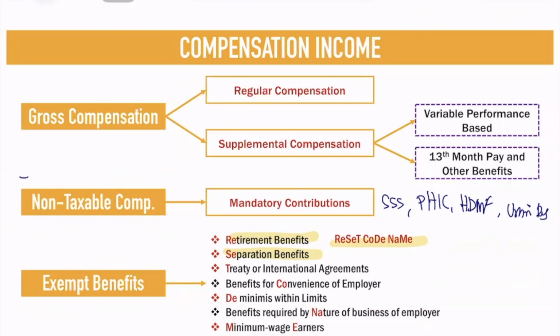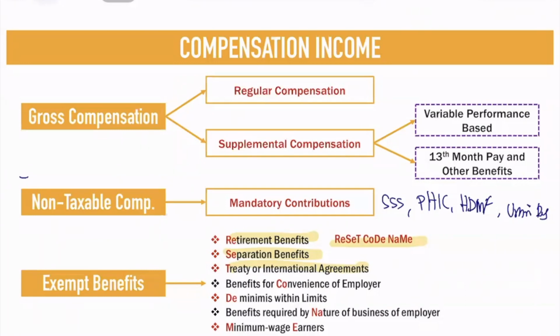Also, we have your treaty or international agreements. If your compensation is a part of a treaty or international agreement, that particular treaty or international agreement is considered exempt. Next, benefits for convenience of employer. We have your convenience of employer rule. Any benefit given which will not really benefit the employee, but mainly benefits the employer. For example, you're given a house near the office so that you can go to the office anytime. That can be considered as convenience of employer rule. That convenience of employer will be considered as exempt benefit.